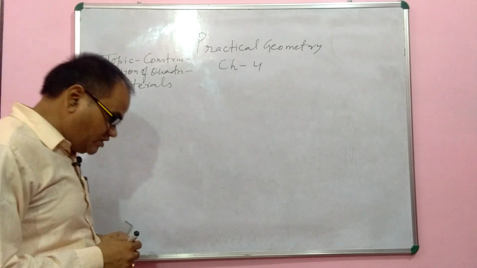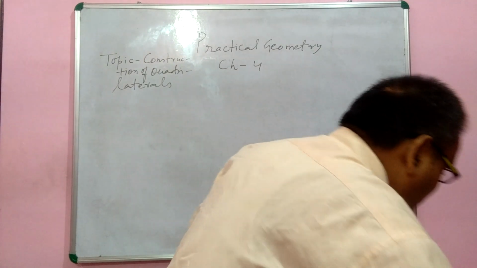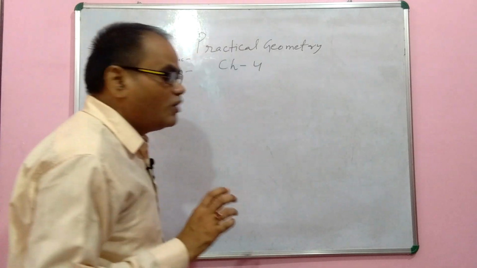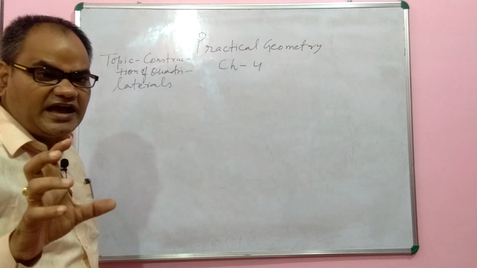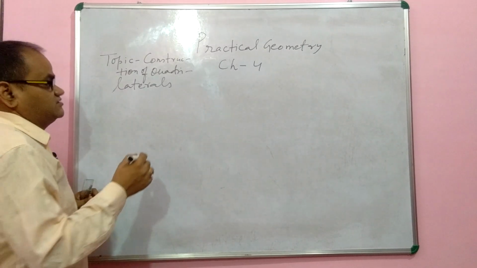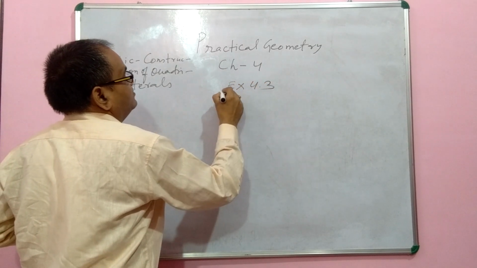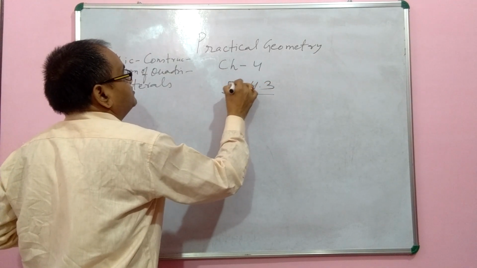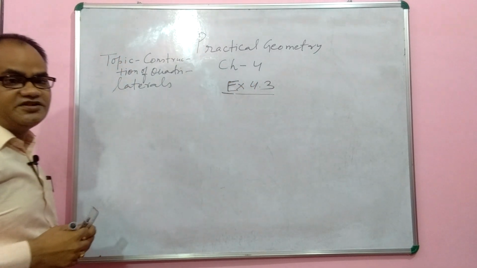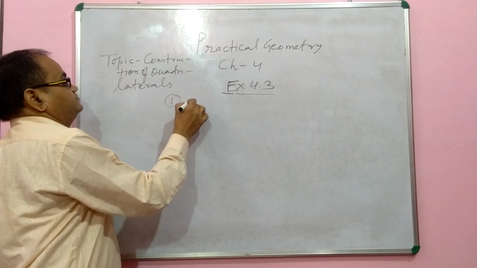Now today we will discuss how to construct quadrilateral with the help of two adjacent sides and three angles. In exercise 4.3 we will construct quadrilateral with the help of two sides and three angles. Look here, exercise 4.3 question number 1 first.